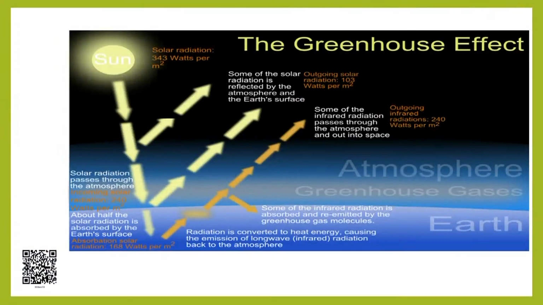You are seeing this slide. In this slide you can see the greenhouse effect. Some of the solar radiation passes through the atmosphere. About half of the solar radiation is absorbed by the earth's surface, and some of the incoming solar radiation is reflected back from the earth's surface as infrared radiation, which has a lower energy than the solar radiation.